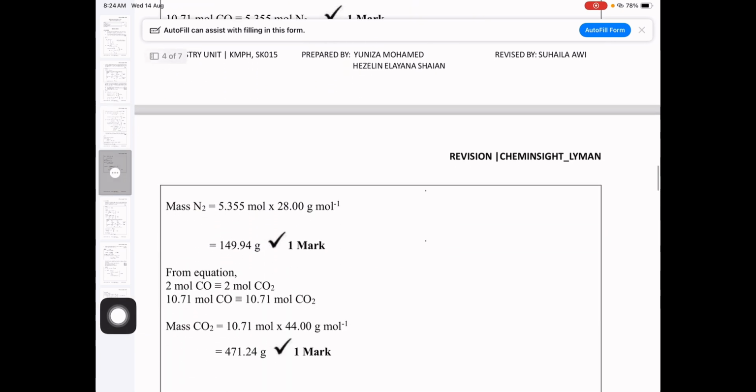Next, we calculate the mass of nitrogen gas, which is equal to number of mole times molar mass. So equal to 149.94 grams. So 1 mark for mass of nitrogen.